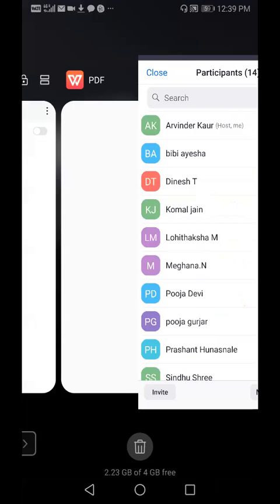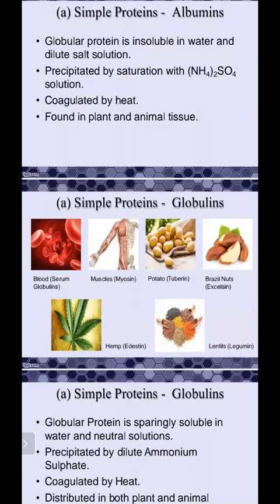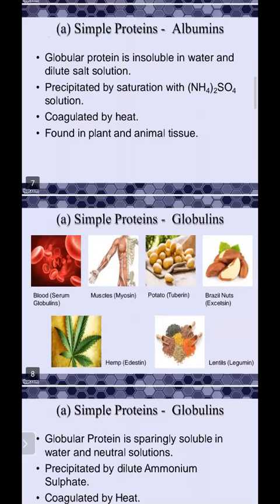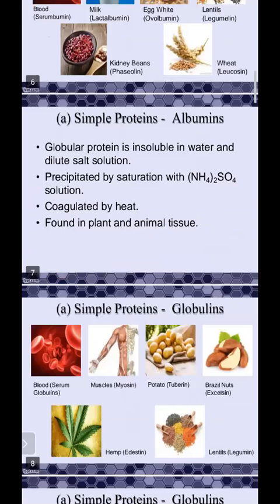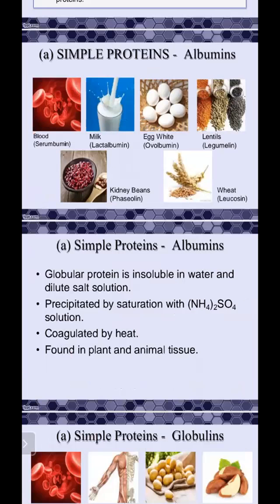Okay, then found in plant and animal tissue. So albumins we can get easily in plants as well as in animal tissue. Okay, so the first simple protein was your albumin, and the albumin examples are here. Whenever you are going to write about proteins or carbohydrates, always make sure you put some examples. Okay, it is very important.